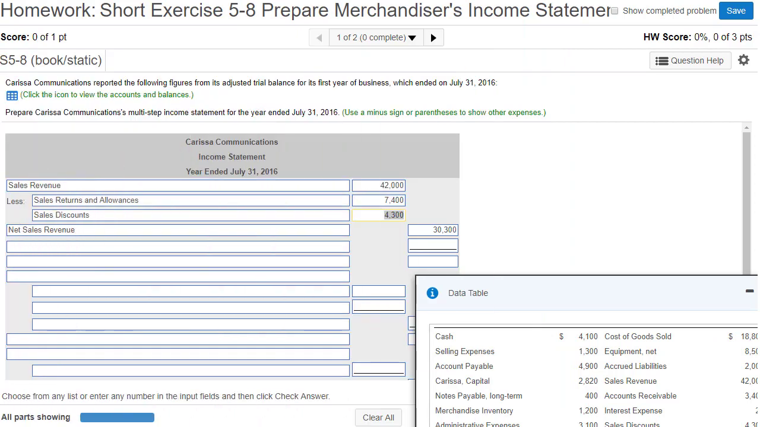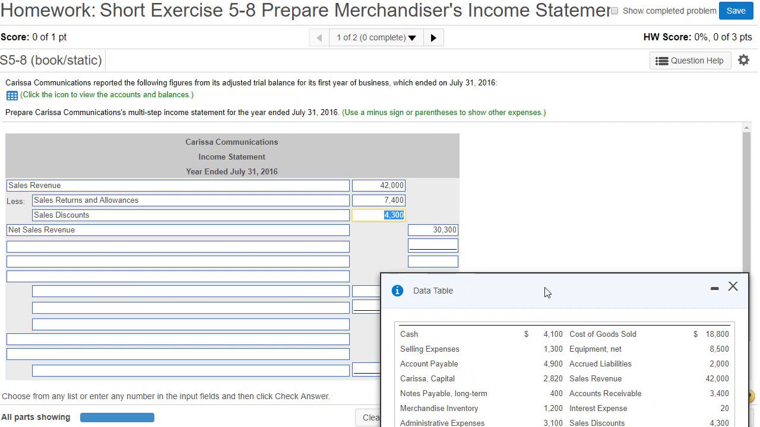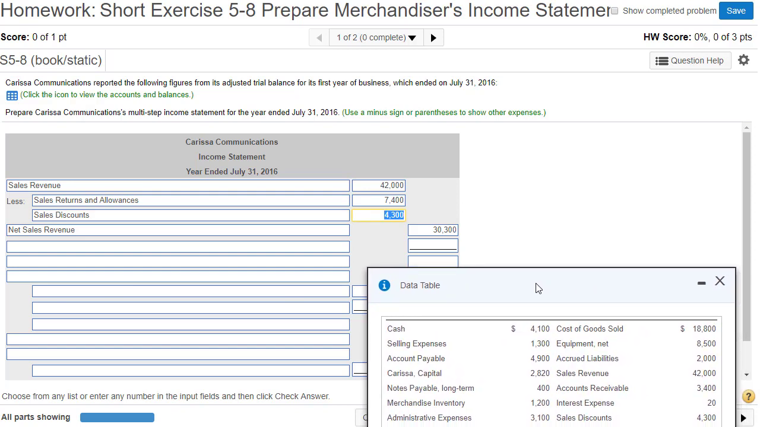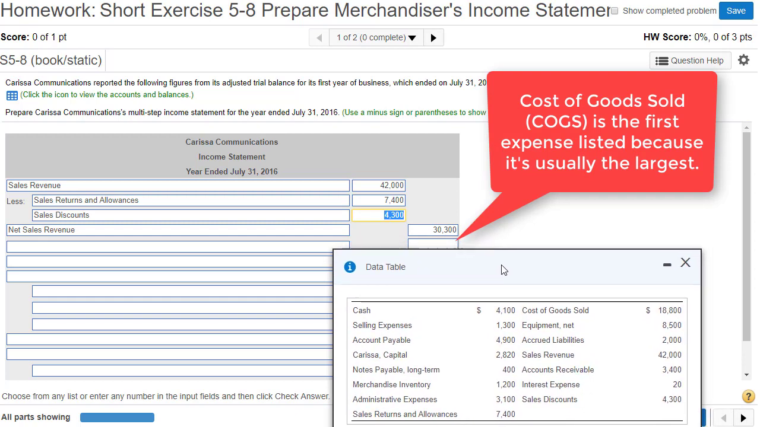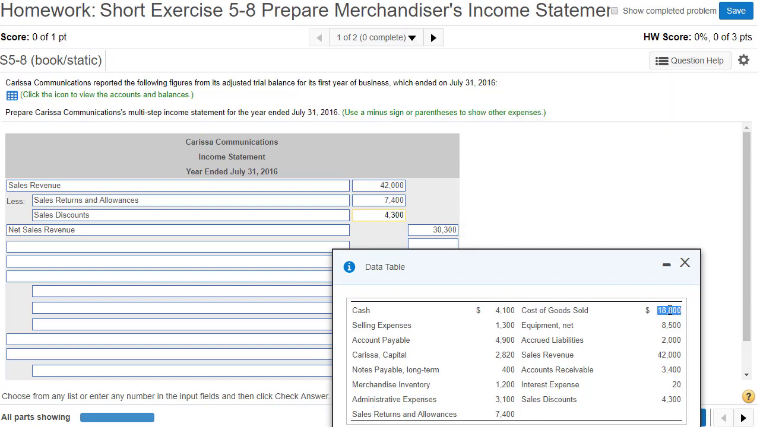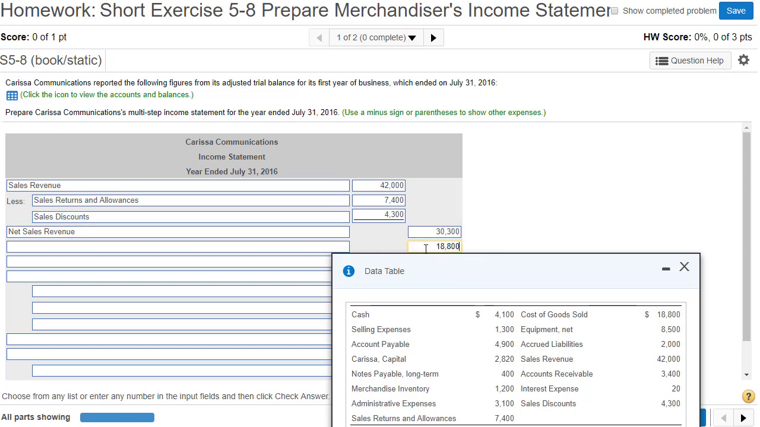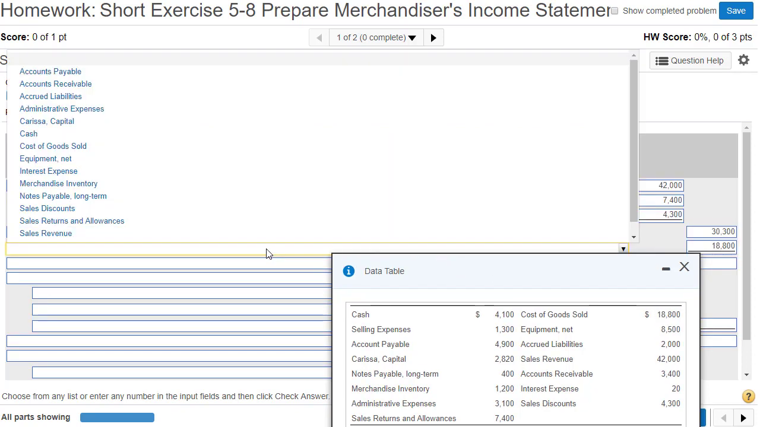Now a merchandiser, usually their biggest expense is cost of goods sold. So don't forget, cost of goods sold is an expense. That's one thing that a lot of beginning accounting students forget. And cost of goods sold, what that means is it's just the cost of the goods or the products that you sold. So this company sold some products and it cost the company $18,800 to purchase those goods.